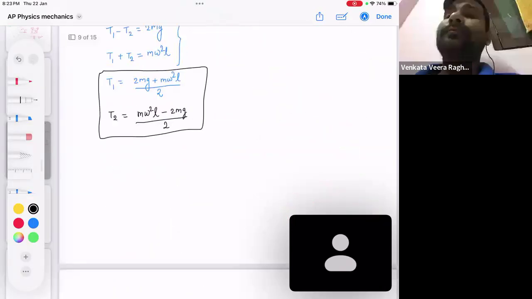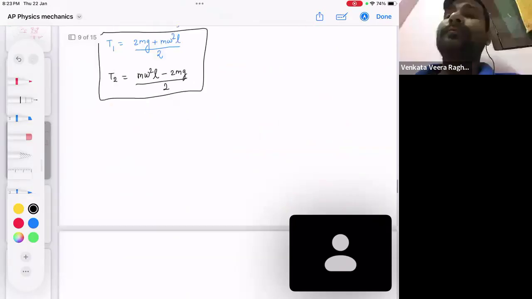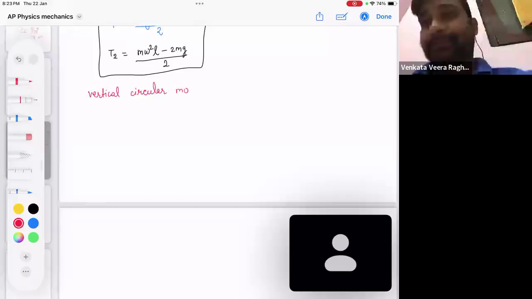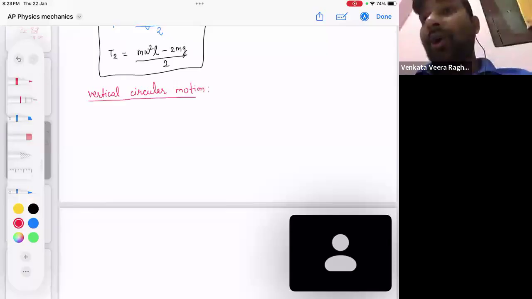mv square by r or m omega square r. Now, till now what we have seen, all these questions where the omega has been kept constant. Now, the next is the vertical circular motion. So, vertical circular motion is what? Actually an example of non-uniform circular motion.